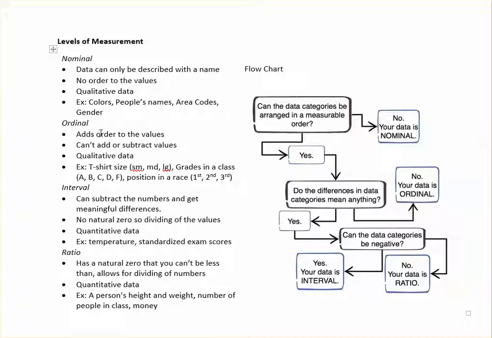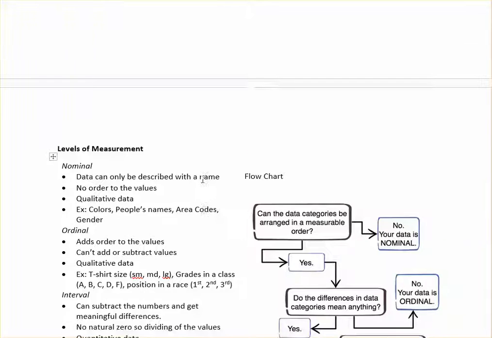Ordinal data adds order to the values. So you can't add or subtract the values. It is qualitative, but there is an order. So this is where your t-shirt size, small, medium, large, grades in a class, A, B, C, D, F, positions in a race, first, second, third.